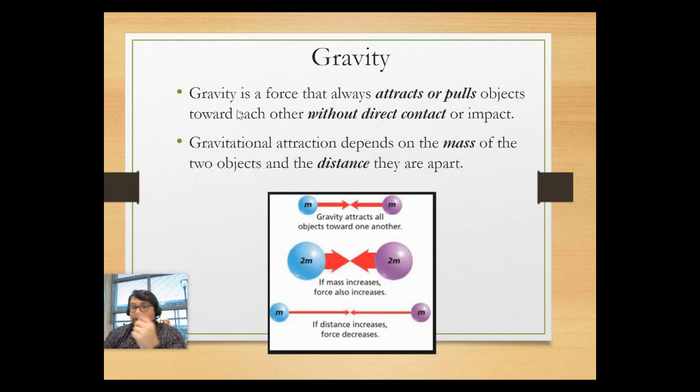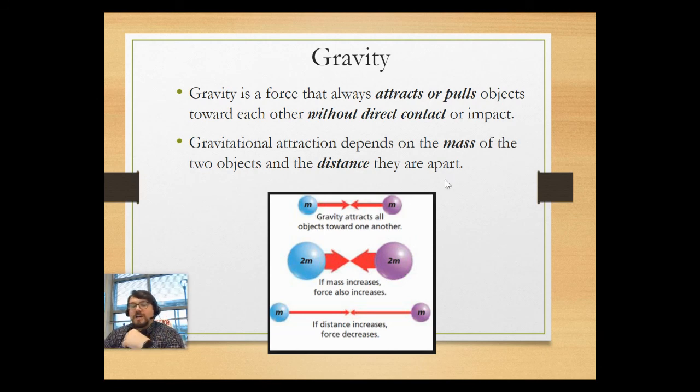Gravity, that's what we're talking about now. Gravity is a force that always attracts or pulls objects toward each other without direct contact or impact. So there's not a string attached to this pen, but gravity's pulling on it. And when I let go, there wasn't a string. It's not magic. It's gravity. So it doesn't have to have direct contact in order to pull something down.